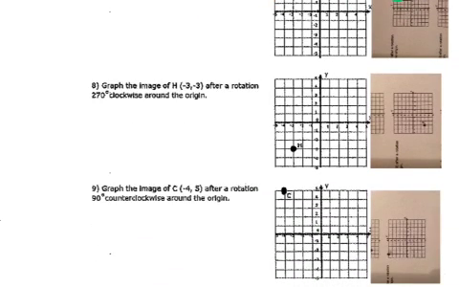Let's take a look at number 8. Here's where we're going to start. We're going to start down here in quadrant 3, and we're going to turn it 270 degrees around the origin. That's like 3 turns, so this would be 90, 180, 270. Which quadrant do we end up in? We end up in quadrant 4.